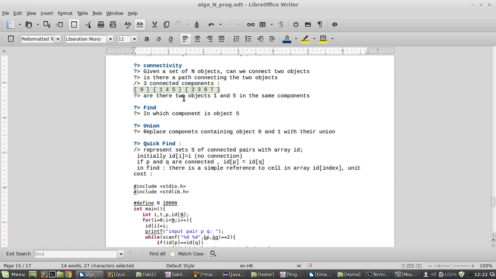And now, is there a path connecting the two objects? This is the concept behind connectivity: you have to find the path connecting these two objects. Are there any two objects, 1 and 5, in the same component? I present here three components, so you need to find whether 1 and 5 are in the same component. And how can you solve this algorithmically? How can you find an algorithm to solve these kinds of connectivity problems?